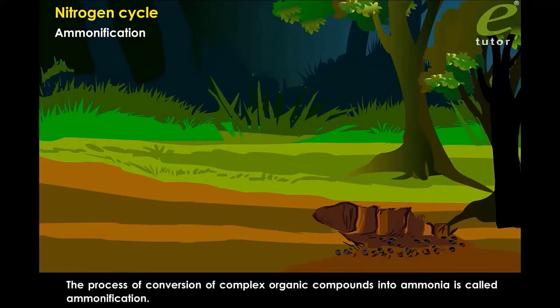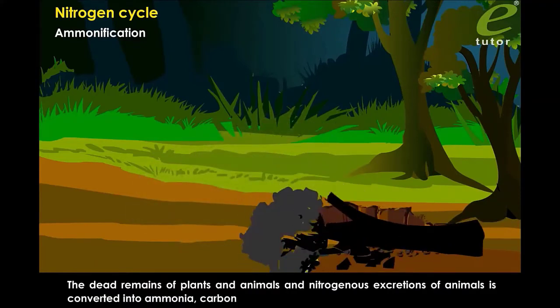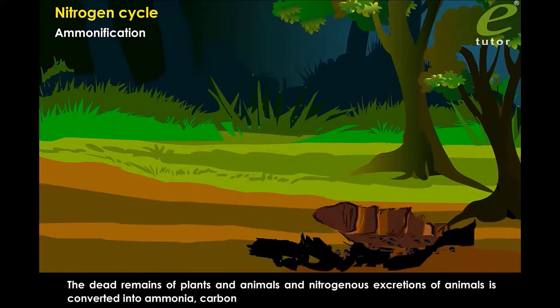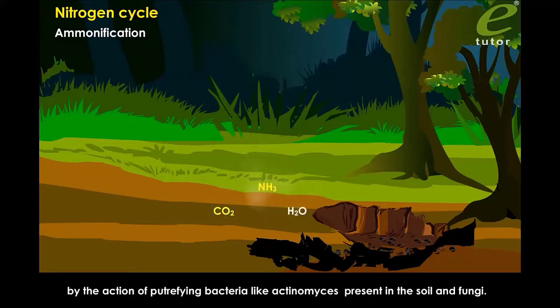Ammonification. The process of conversion of complex organic compounds into ammonia is called ammonification. The dead remains of plants and animals and nitrogenous excretions of animals are converted into ammonia, carbon dioxide and water by the action of putrefying bacteria like Actinomyces present in the soil, and fungi.